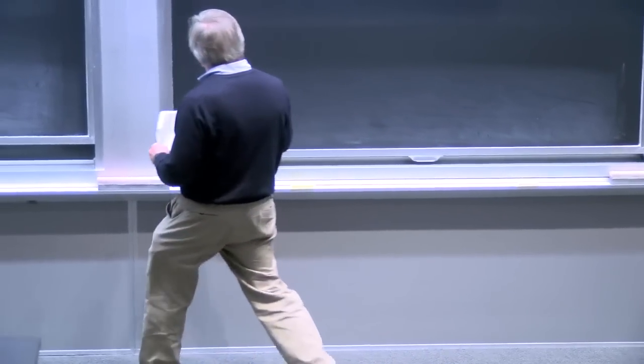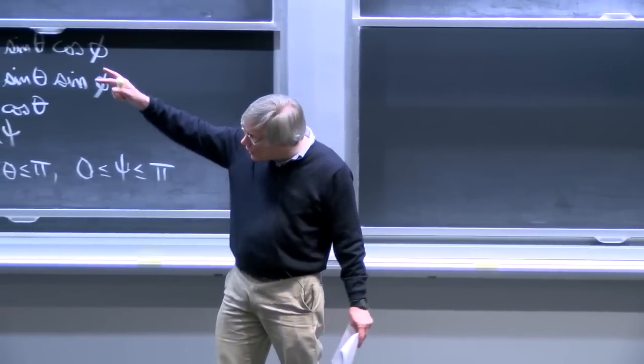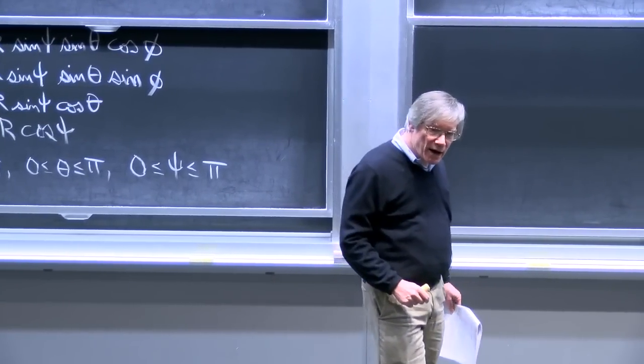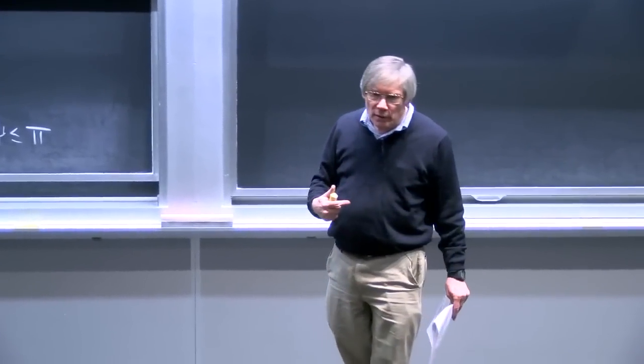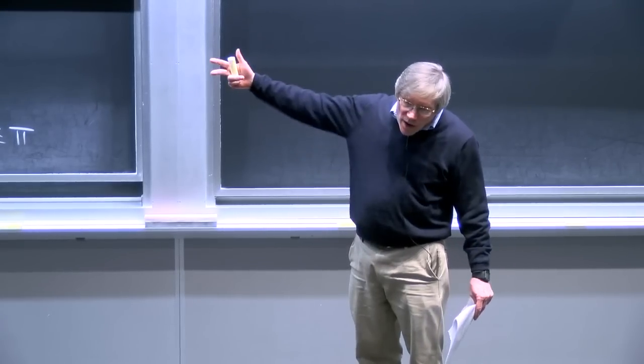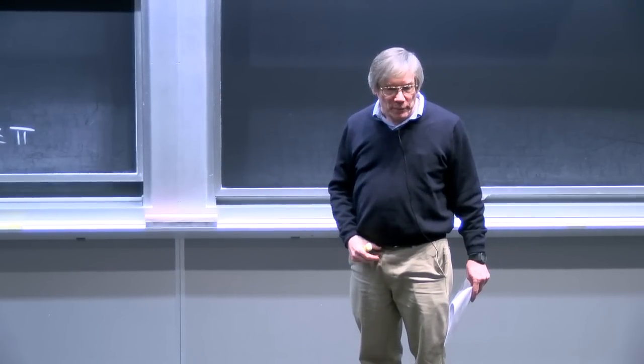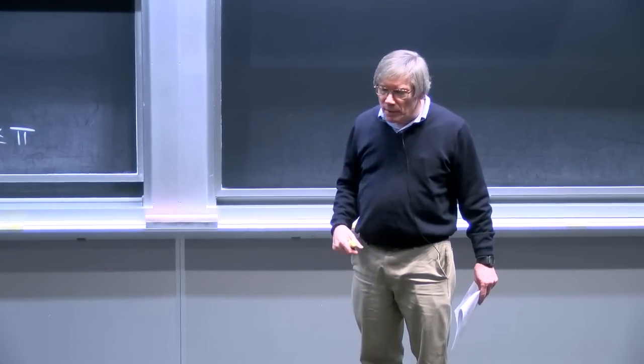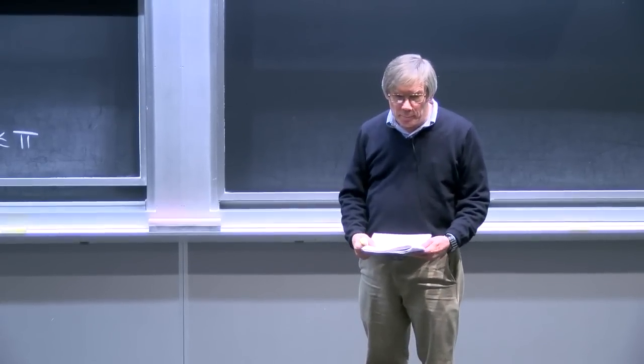So here goes. As we did over there, we will vary our coordinates one at a time and then see how we can combine the different variations. Again, we'll find that they're orthogonal to each other, so we'll be able to combine them just by adding the squares. But we don't necessarily know that at the beginning.